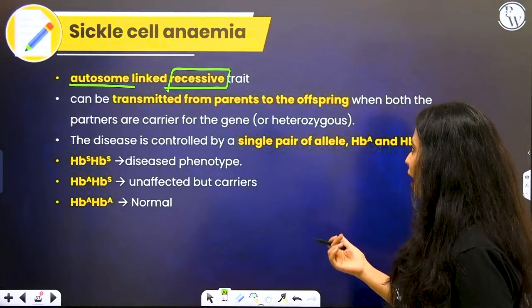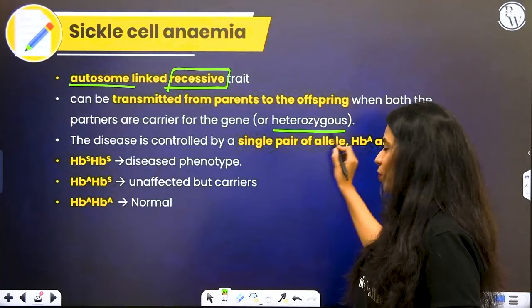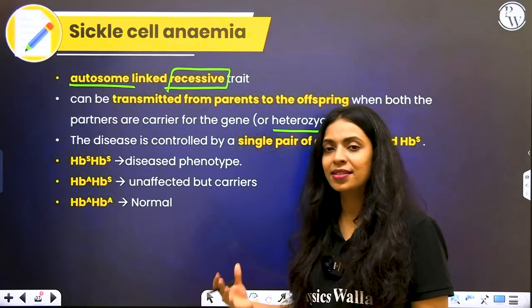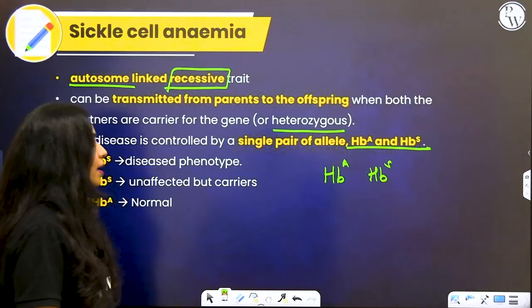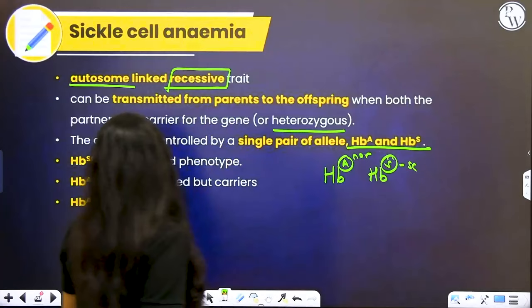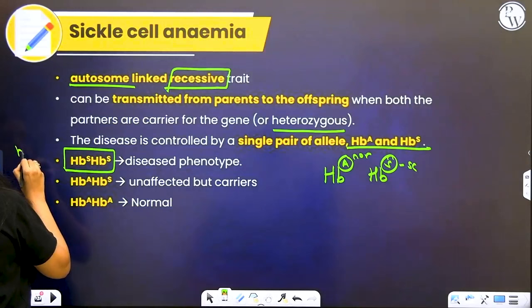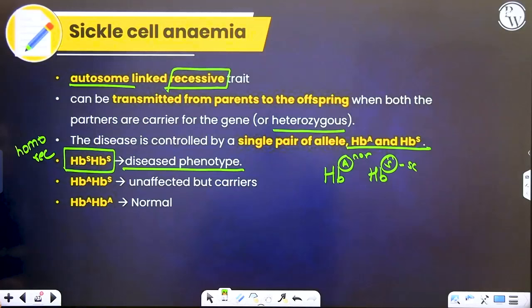What happens here is, when both of the parents are carriers for that gene, or when they're both heterozygous, then it can be transmitted from the parent to the offspring. Now this is controlled by just one gene, which has two alleles, HBA and HBS, HB for hemoglobin. S superscript indicates sickle cell, A is normal. If an individual has HBS HBS, homozygous recessive, then they will show symptoms of the disease.